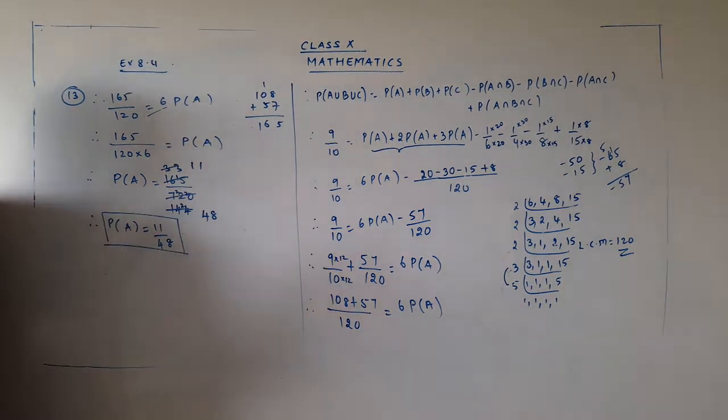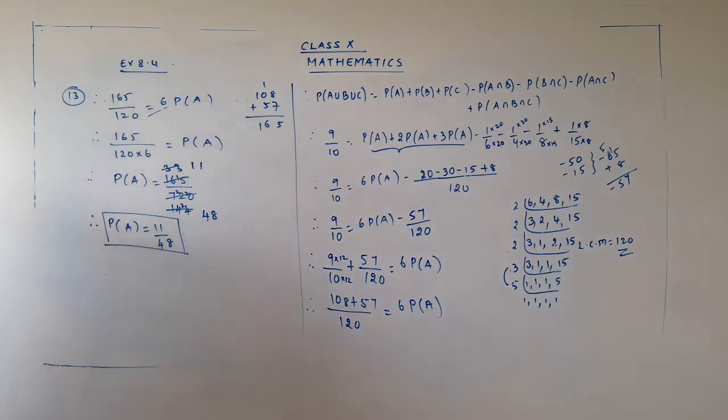So the question was to find out probability of A, probability of B and probability of C. We have found the value for probability of A, that is 11 upon 48. Here are the steps. Do the calculations properly. Wherever simplification is possible, we have to go for the simplification.